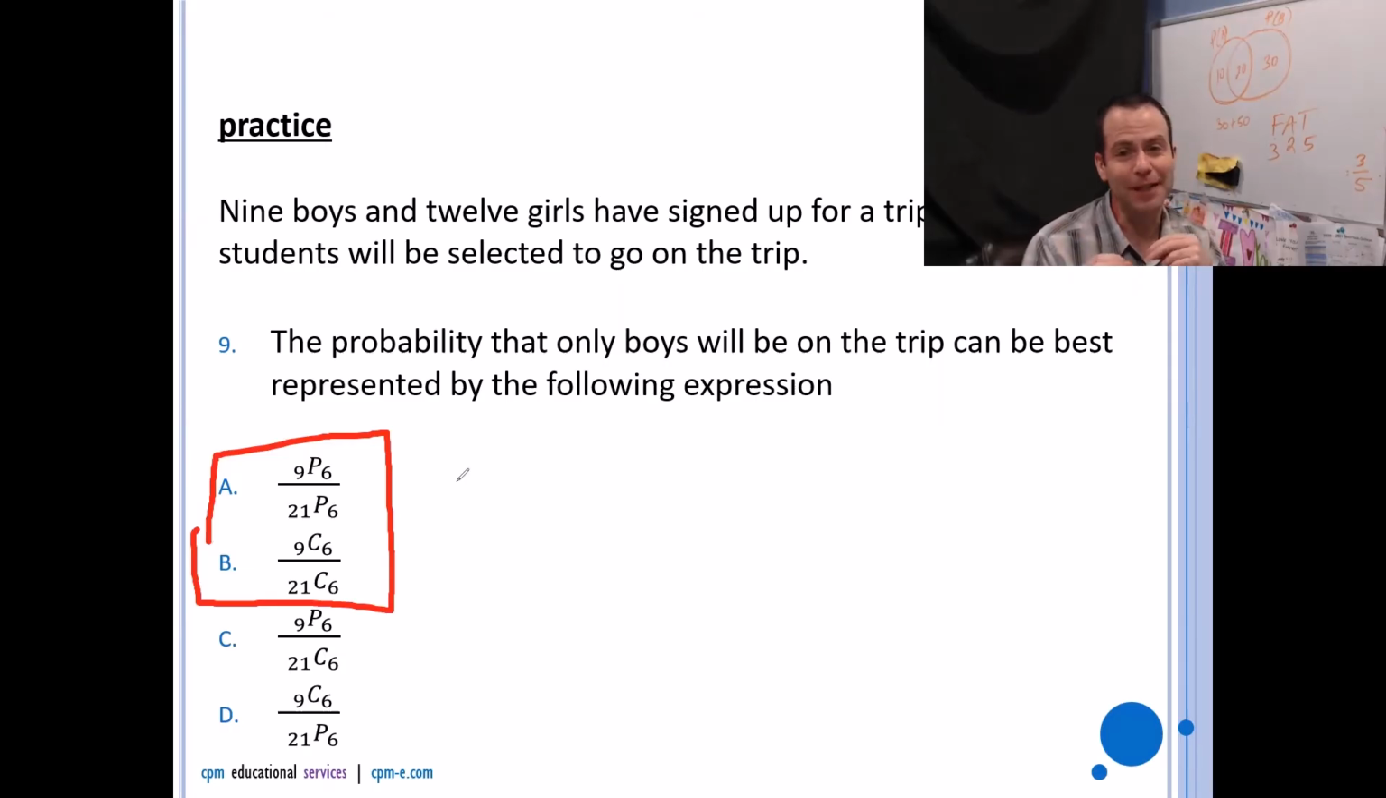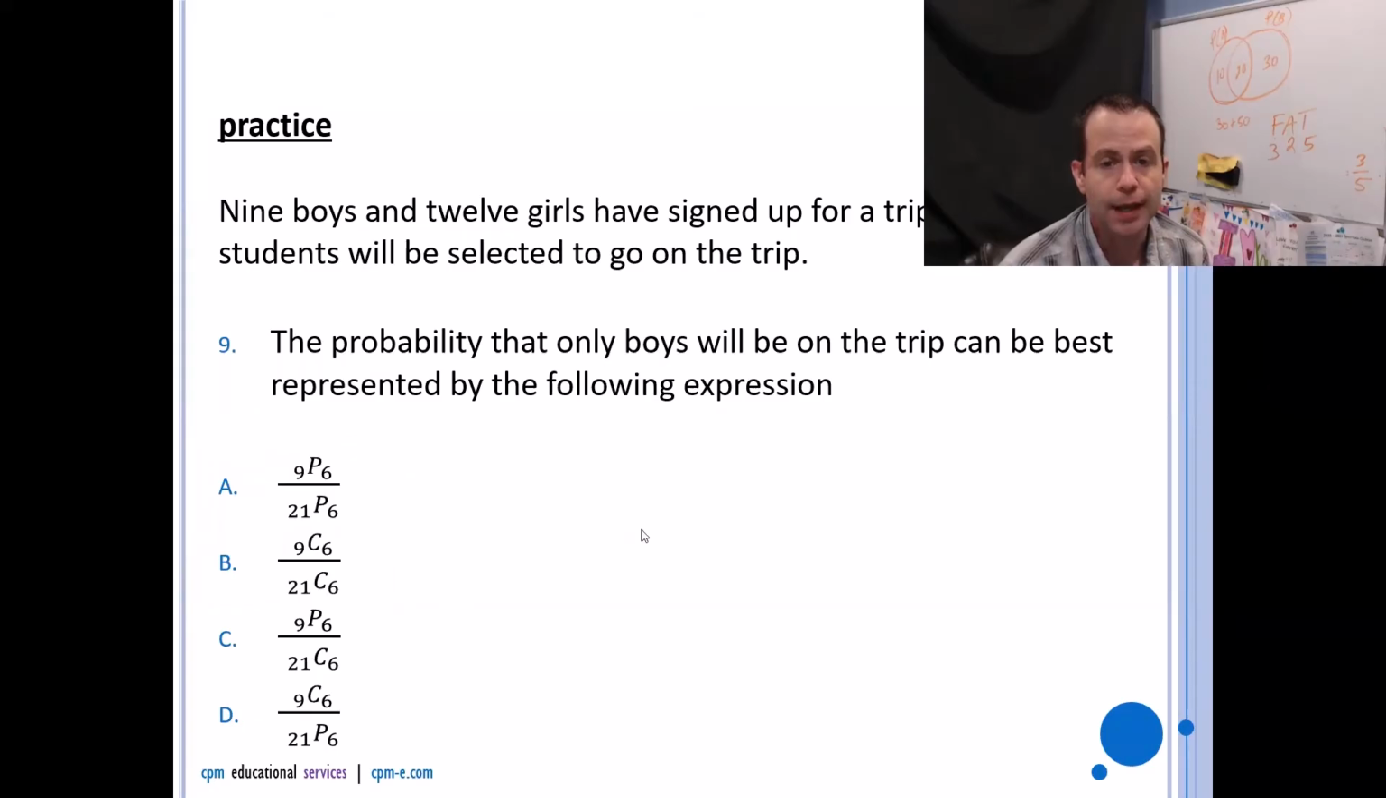It is a combination because I am putting these people on the bus to take them to camp. The way I select them to go to camp doesn't matter. Whether Timmy's at camp and Jimmy's at camp, that's no different than Jimmy being at camp and Timmy being at camp. So changing the order does not produce a different result. So it is a combination. To get just boys, I have 9 boys to choose from, and I want to choose 6 of them, and that would be my favorable. The total would be, I just have 21 random kids. I got 9 boys and 12 girls, so 21 kids altogether, and I want to choose 6 of them. So the answer would be B in this case.